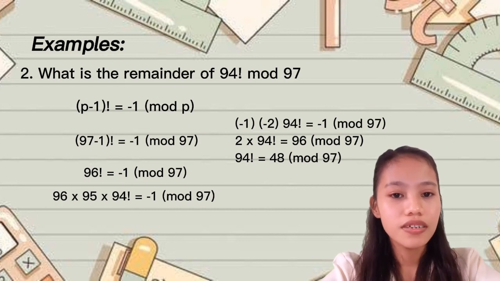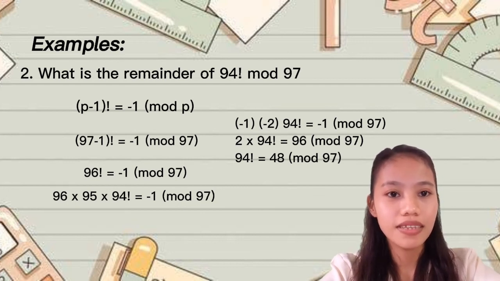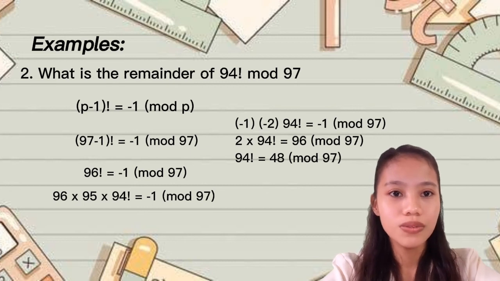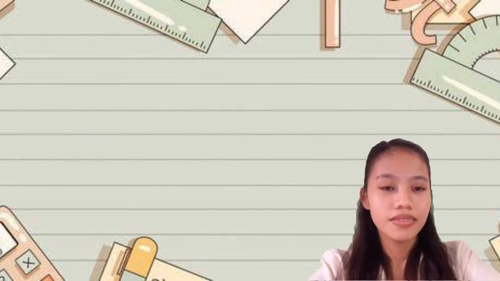For the negative 1 on the other side, we will add it to our prime like we did in our first example. So it will become 96, because negative 1 plus 97 is 96. Then divide by the 2 on the other side. So we have 94 factorial is equal to 96 divided by 2, which is 48, modulo 97. So that's our final answer.